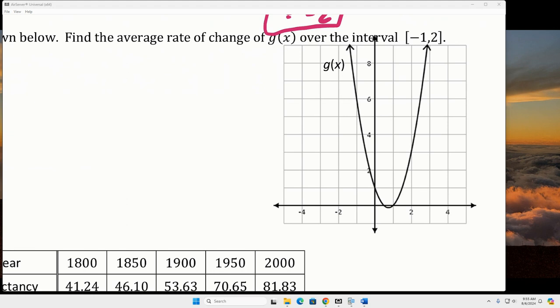All right, so that's going to be here. And then same thing on the other side of the interval is 2. I would do that. And I'm going to go ahead and draw the secant line.